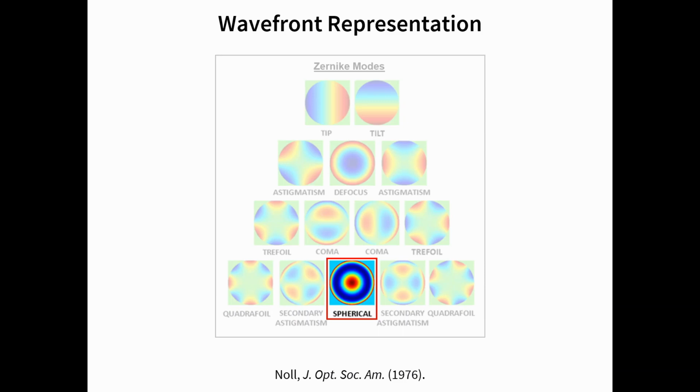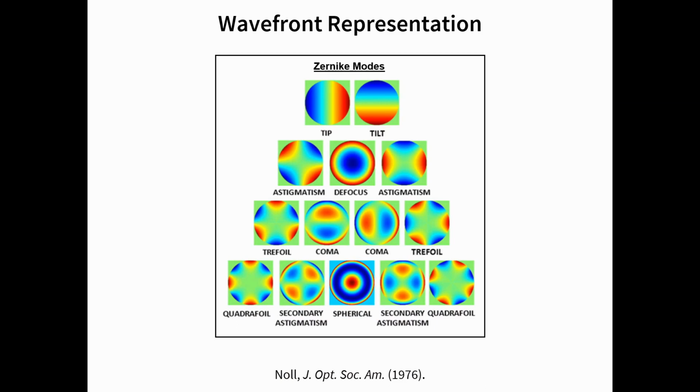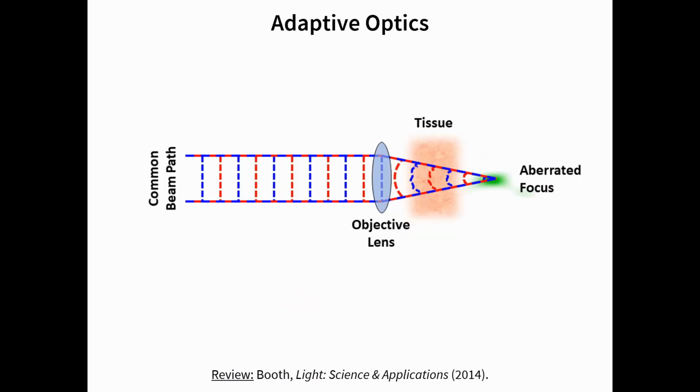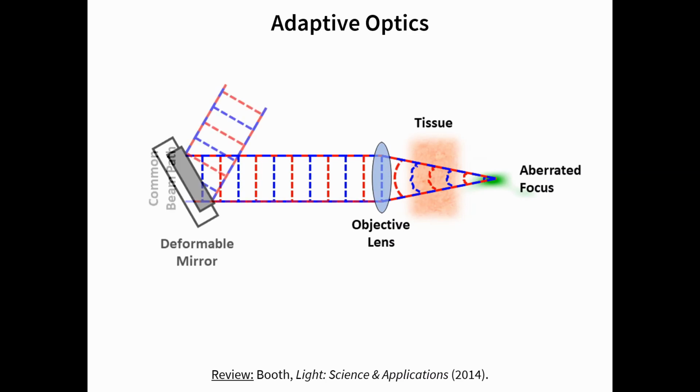However, there are other aberration modes to consider. Also, more importantly, there are local variations in refractive index that can induce additional aberrations that vary from sample to sample and even from field of view to field of view within the same sample. And so to address these, we need a more active method of correction. And this is where adaptive optics comes in. In adaptive optics, you use a special optical element like a deformable mirror, for example, which is able to modulate the phase of light on the fly.